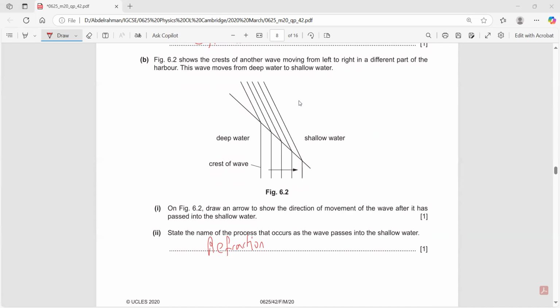Yes, the wave has to be perpendicular to these crests, which are moving in this direction. You have to make sure that this direction, this arrow, is perpendicular. It has refracted in this direction.